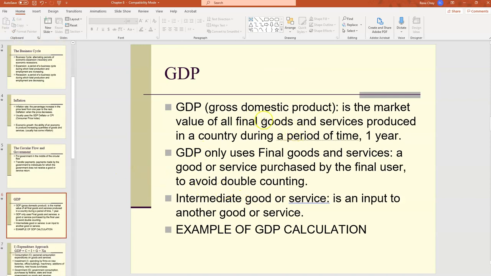Alright, now what exactly is GDP? How do we measure the economic activity? Well, GDP is the market value of all final goods and services produced in a country during a period of a year. GDP only uses final goods and services, or the goods and services that are purchased by the final user, and that's because we don't want to double count a particular transaction. So GDP does not count what we call intermediate goods and services, which is really an input to another output.